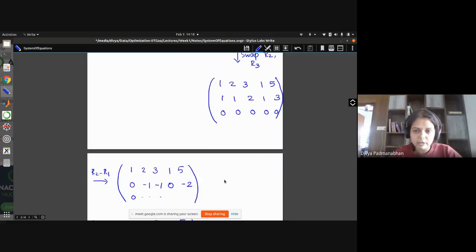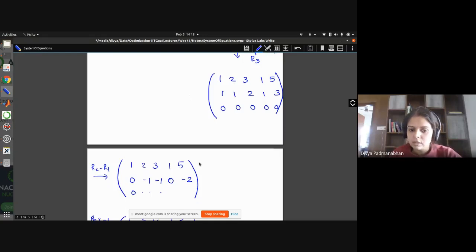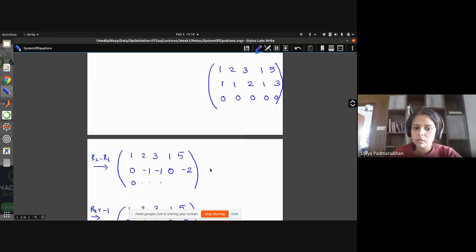So I do the same operation again, but remember this row is now the swapped row. So I do R2 minus R1, and what I get is this result: 0, minus 1, minus 1, 0, and minus 2. I just worked out this example, which I think you are already familiar with, so it's easier to just go over these steps once. Please stop me if something is not clear at some point.